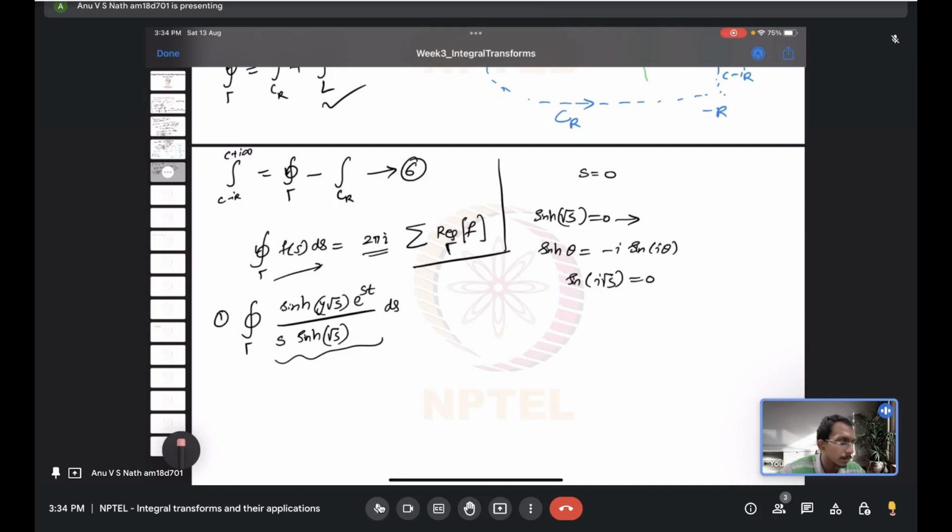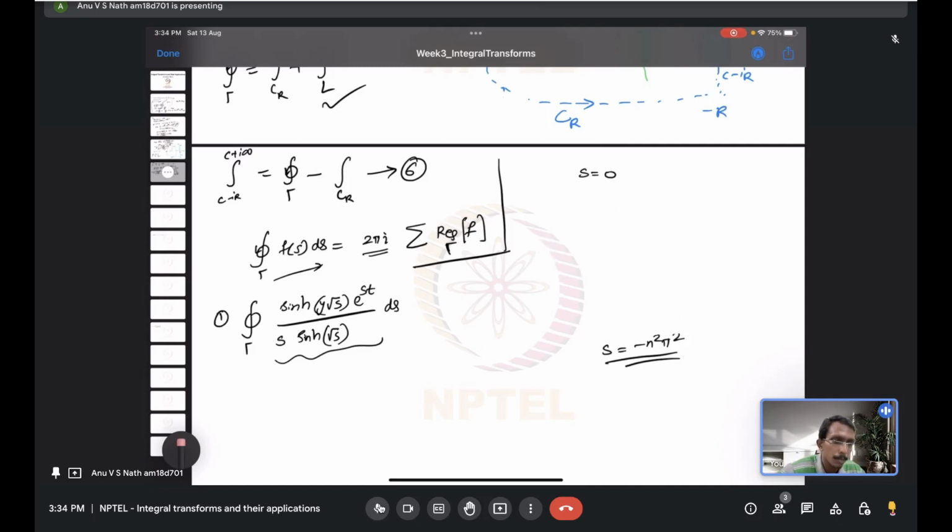Whenever sine of something is 0, the solution is i root s equal to n pi, right? So this says that root s is equal to minus i n pi, or s is equal to the square of that, which is minus n squared pi squared. So s equal to minus n squared pi squared for any n element of integer are singular points. That's what I'm saying.